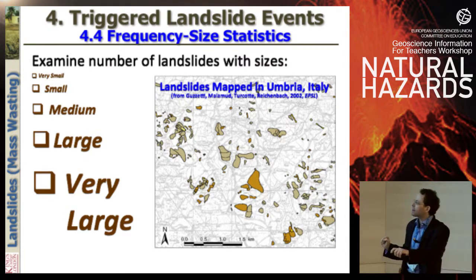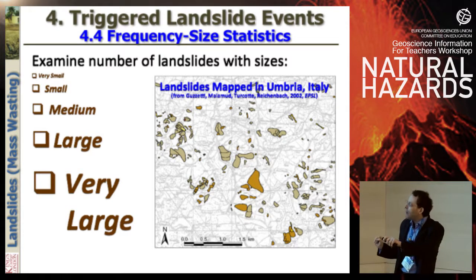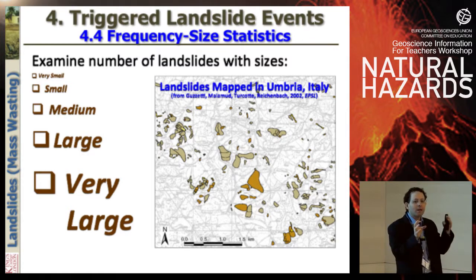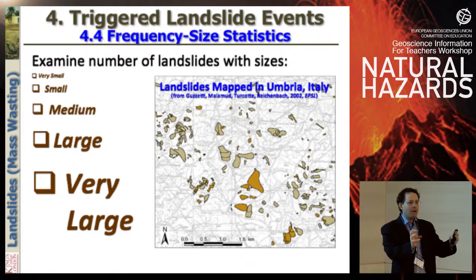And the idea is to say how many very big ones, how many large, how many medium, how many small, how many very small. Because if we have an idea of the statistics, then we can give some idea to civil protection agencies what to expect for the future.